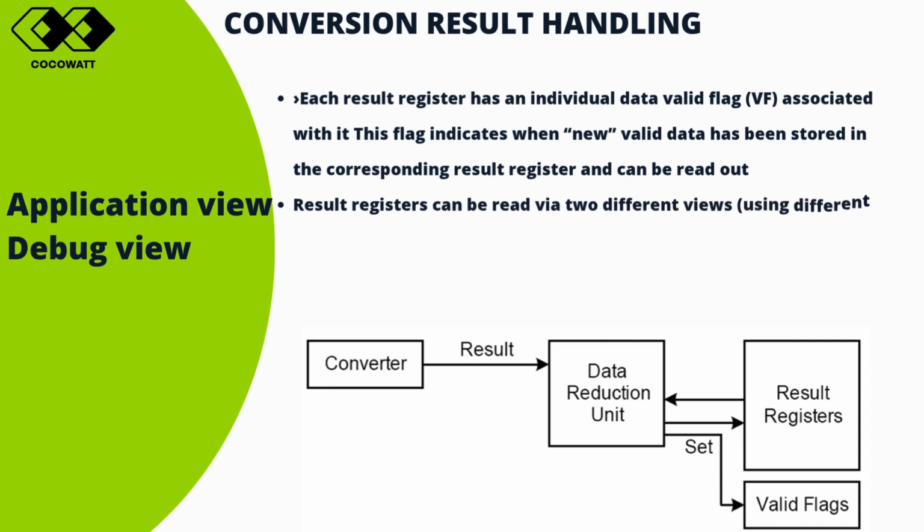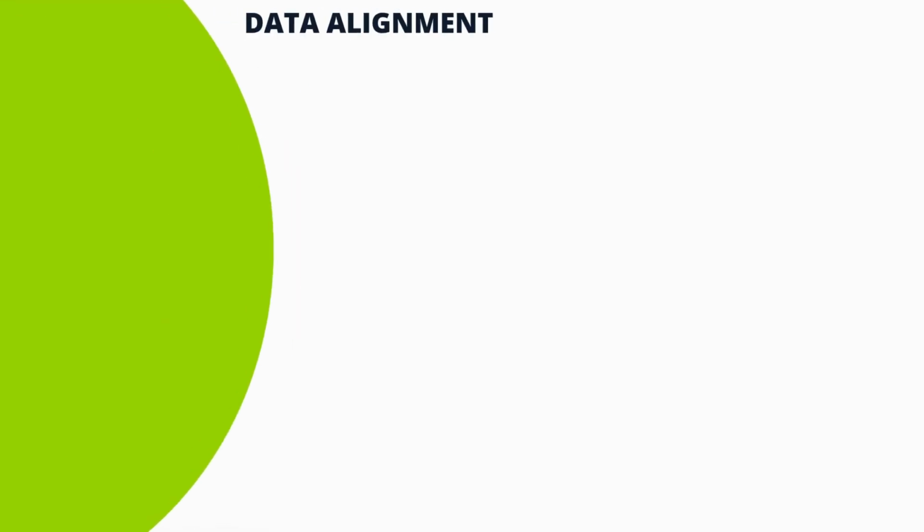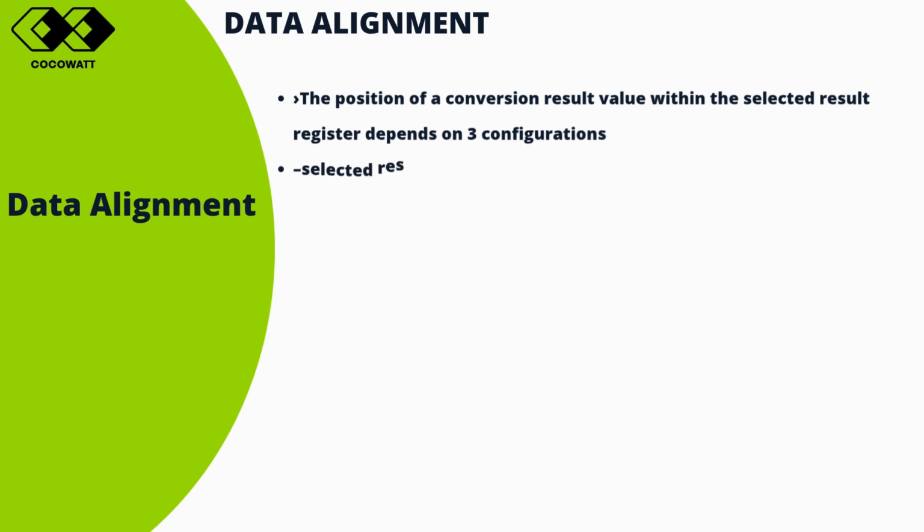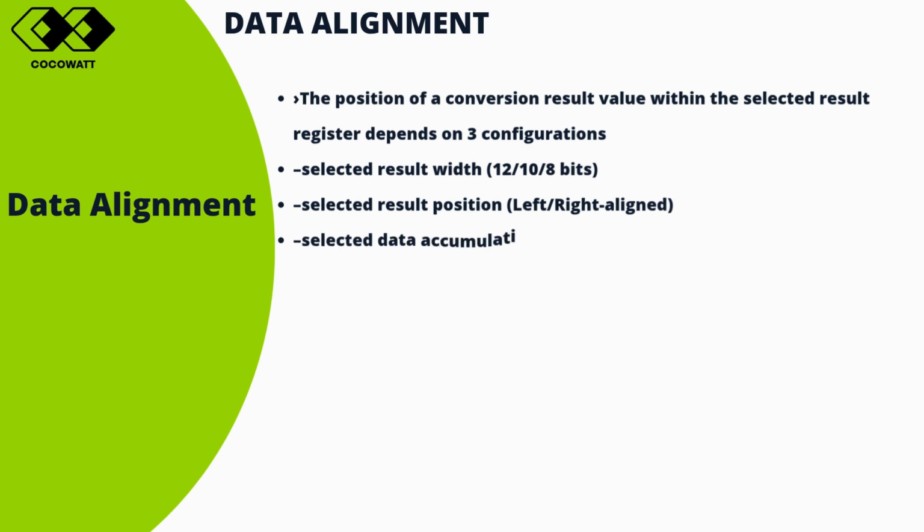Result registers can be read via two different views, application view and debug view. The position of a conversion result value within the selected result registers depends on three configurations: selected result width of 12, 10 or 8 bits, selected result position left or right aligned, and selected data accumulation mode.